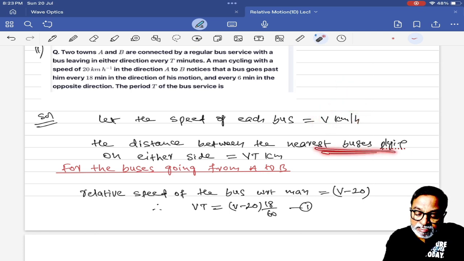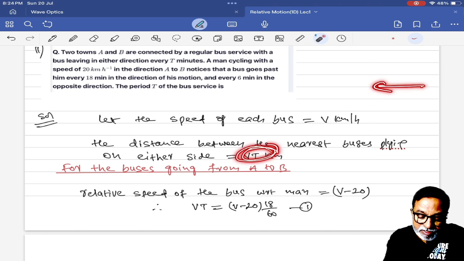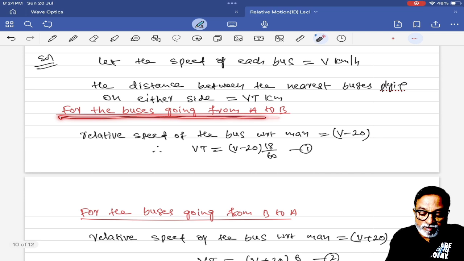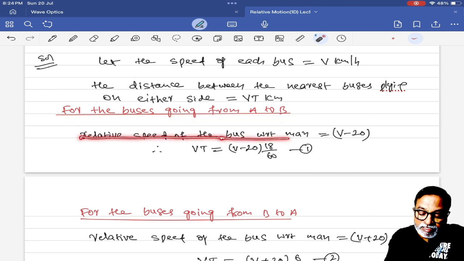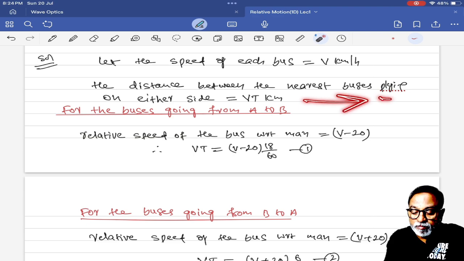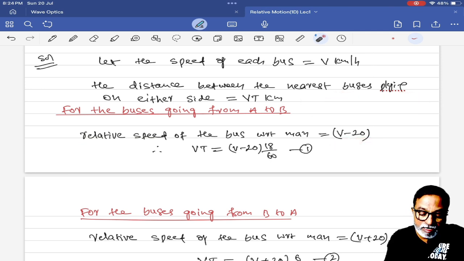The distance between the nearest buses plying on either side, so distance is equal to velocity into time, constant velocity కాబట్టి V into T. అంటే A to B మూవ్ అయిన ఈ పర్సన్ ని ఒక బస్ క్రాస్ చేసిన తర్వాత ఇంకో బస్ క్రాస్ చేయడానికి ట్రావెల్ చేసే డిస్టెన్స్ VT. అట్లానే B to A కూడా సేమ్ డిస్టెన్స్ VT. ఇప్పుడు ఫర్ ద బస్సెస్ గోయింగ్ ఫ్రమ్ A to B, రిలేటివ్ స్పీడ్ ఆఫ్ బస్ విత్ రెస్పెక్ట్ టు మ్యాన్. బస్ ఈ డైరెక్షన్ లోనే ఉంది, పర్సన్ ఈ డైరెక్షన్ లో ఉన్నాడు కాబట్టి సేమ్ డైరెక్షన్ లో ఉంటే రిలేటివ్ వెలాసిటీ సబ్ట్రాక్ట్ చేస్తాం, V minus 20. ఇప్పుడు డిస్టెన్స్ ఈజ్ ఈక్వల్ టు వెలాసిటీ ఇంటూ టైం. ఇక టైం 18 minutes కాబట్టి అవర్ లో కన్వర్ట్ చేస్తే 18/60, దిస్ VT ఈజ్ ఈక్వల్ టు V minus 20 ఇంటూ 18/60.